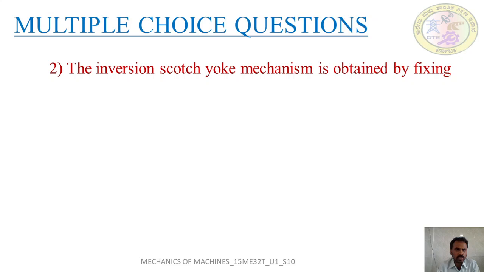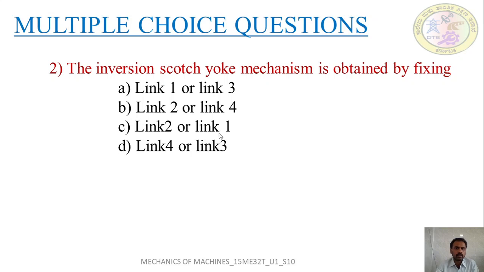The next question is, the inversion of the Scotch-Yoke mechanism is obtained by fixing link 1 or link 3, link 2 or link 4, link 2 or link 1, link 4 or link 3. The answer is link 1 or link 3. That is, the Scotch-Yoke mechanism is obtained by fixing either link 1 or link 3. We discussed fixing link 1.